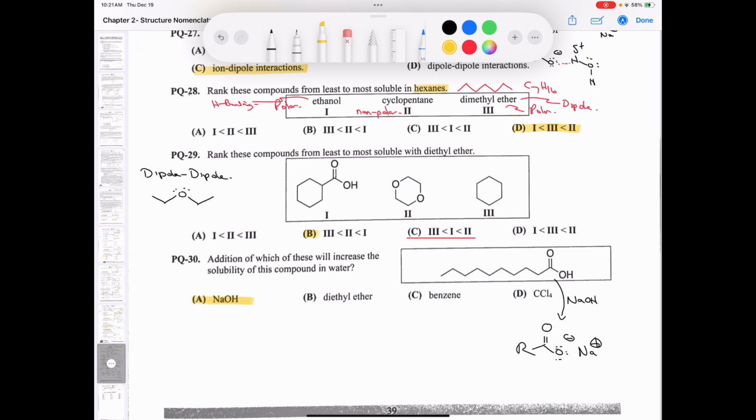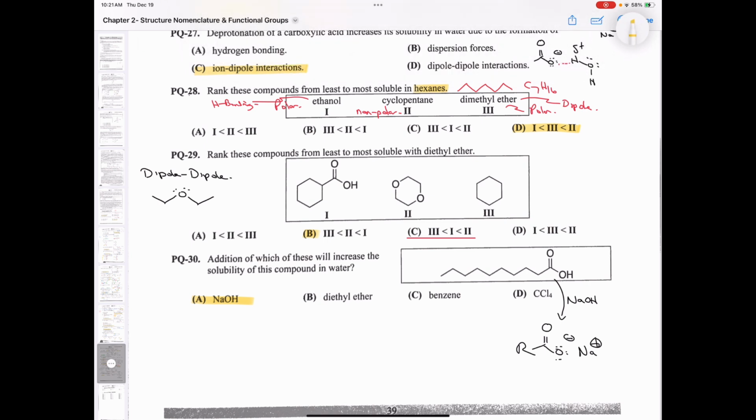Chapter 2. Structure, nomenclature, and functional groups.